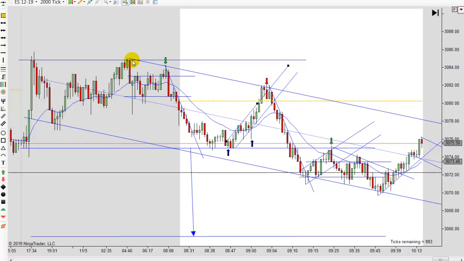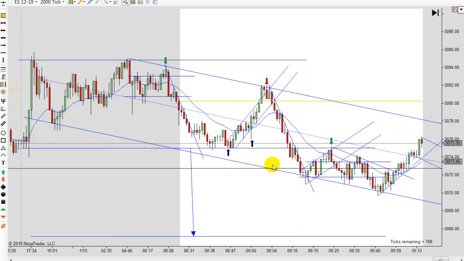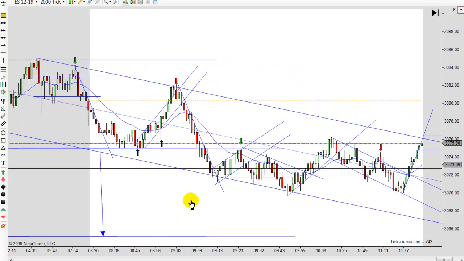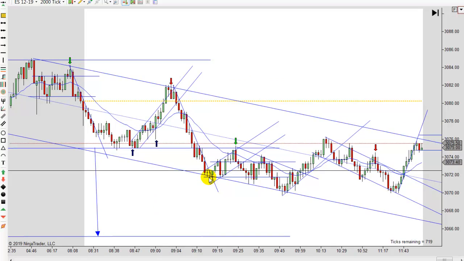But this is obviously going to be the dominant pattern, and when we test it 1, 2, 3, 4 times, we're probably going to at least come back to the EMA, and this thing just takes off. That turns out to be the trade of the day, really. And it runs all the way back down here.